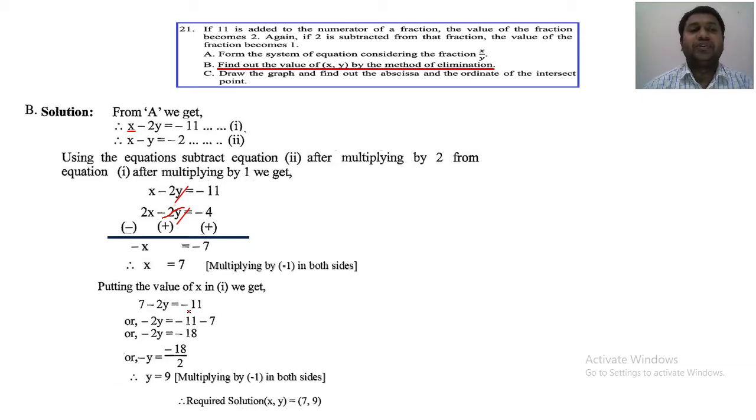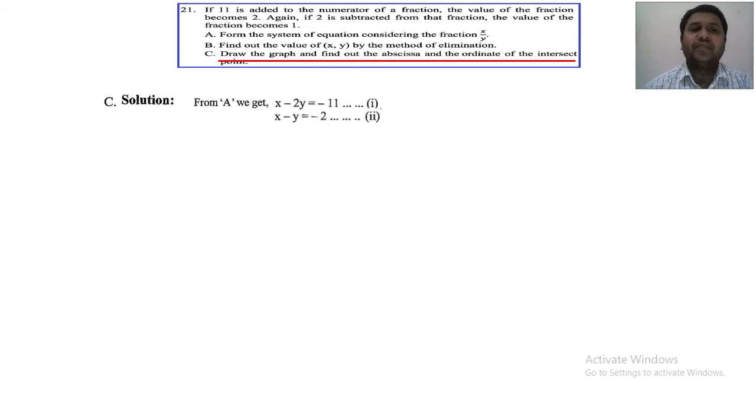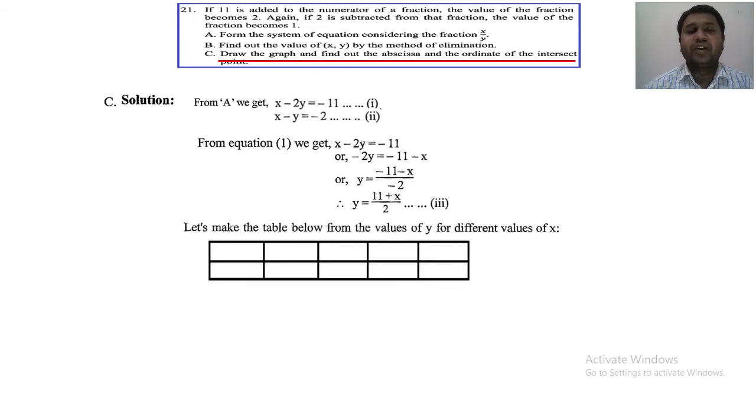Now, my dear students, we are going to the last part of the class, that is number C. Draw the graph and find the abscissa and the ordinate of the intersecting point. Here in number C, from A we get the equations. From equation 1 we get y equals 11 plus x by 2. To find this, we make a table for different values of x and construct a table of y.